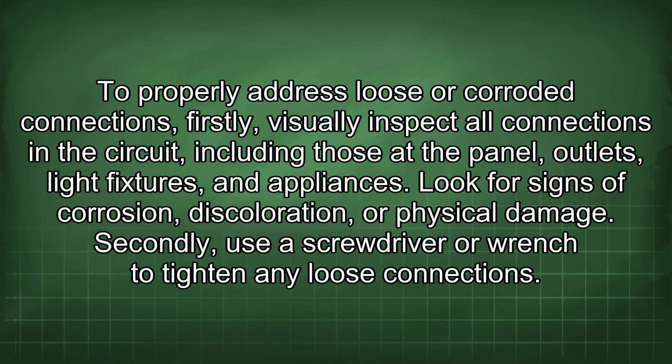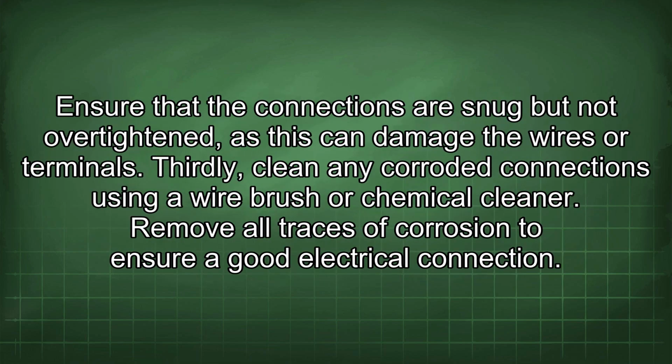To properly address loose or corroded connections, firstly, visually inspect all connections in the circuit, including those at the panel, outlets, light fixtures, and appliances. Look for signs of corrosion, discoloration, or physical damage. Secondly, use a screwdriver or wrench to tighten any loose connections. Ensure that the connections are snug but not over-tightened, as this can damage the wires or terminals.